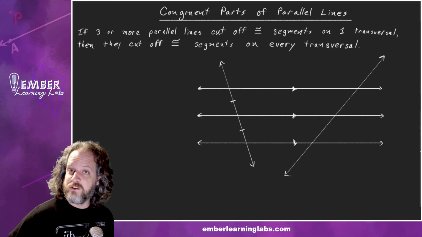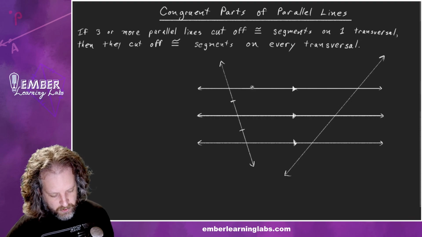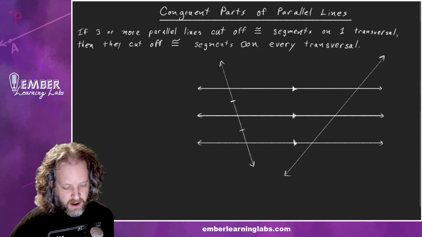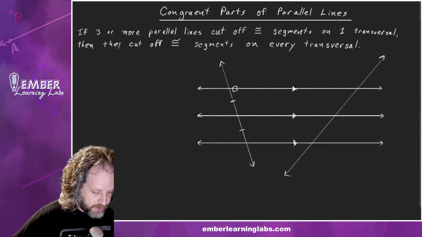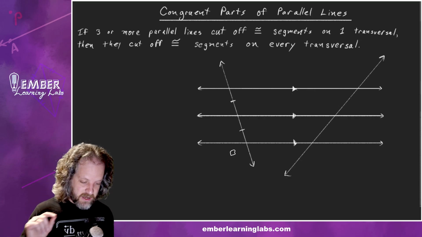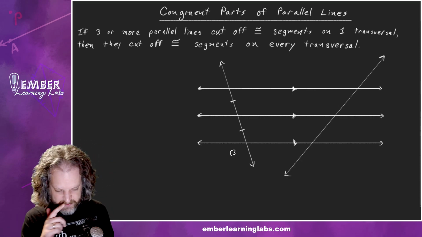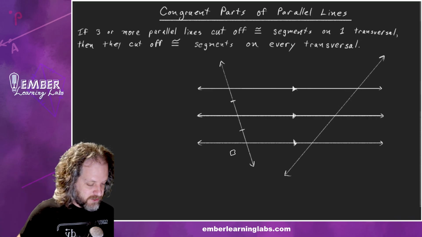So congruent parts of parallel lines. This is also cool. So if three or more lines cut off congruent segments on one transversal, so we've got that labeled here. So if these are congruent, right, then they cut off congruent segments on every other transversal to these three parallel lines. This is also kind of a mind-blowing sort of a thing.